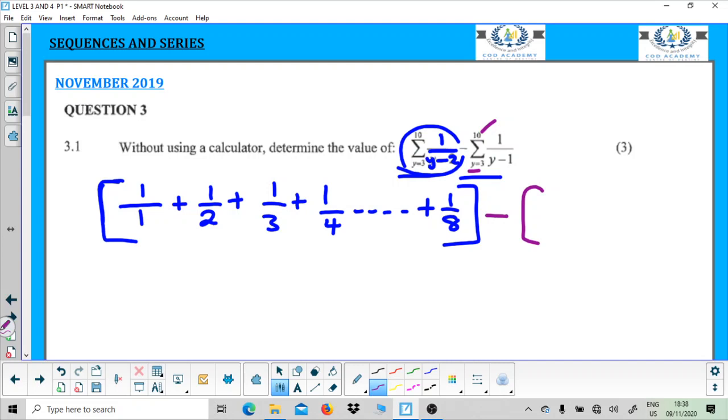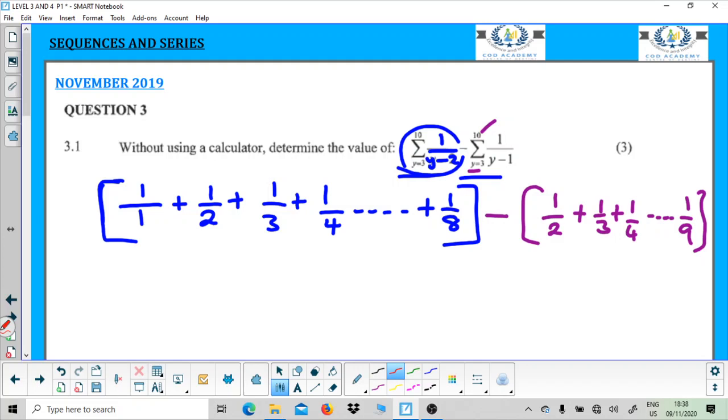If you make your first term, you have to put 3 there. 1 over 3 minus 1, that is 1 over 2. The next term you put 4, 1 over 3. The next term you put 5, 1 over 4, all the way to the last term where you put 10. 10 minus 1, that will be a 9, all the way to 1 over 9. The good part about these ones is that you can see that the first bracket contains almost the same terms, so you can easily cancel them.